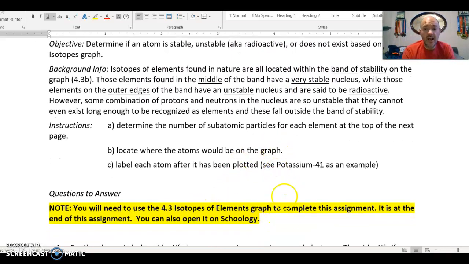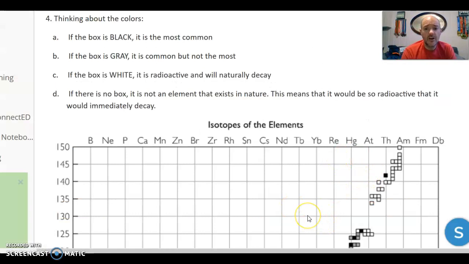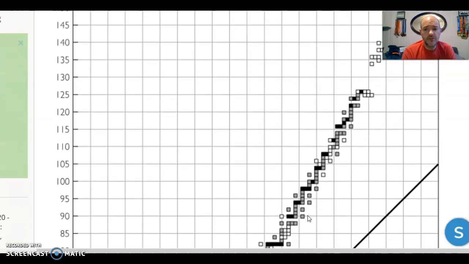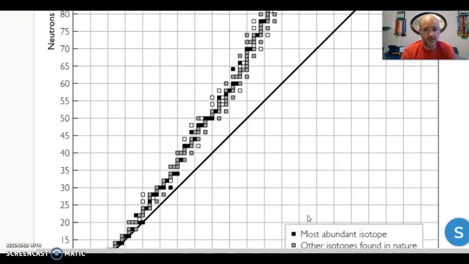So thinking about this worksheet, one thing I would recommend, you'll have to use the isotopes of elements graph to complete this assignment. It is at the end of this worksheet, but I've also opened up just another tab so I can flip back and forth to it without having to scroll up and down on my worksheet. Just makes life that much easier for me.